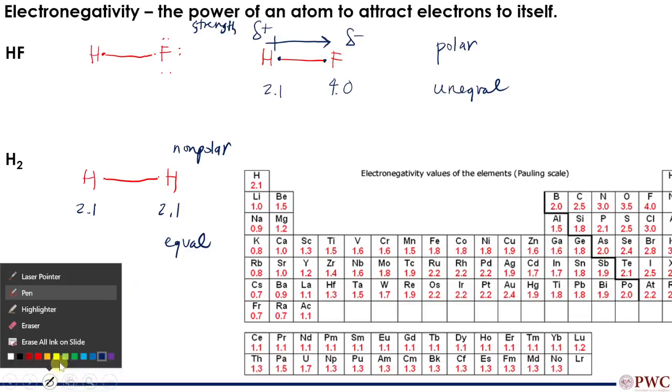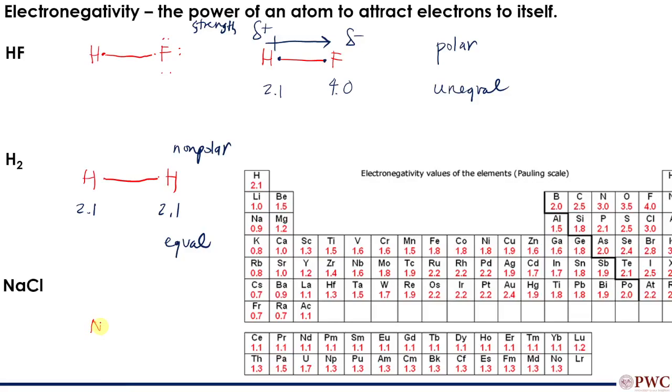So for NaCl, we have this one Na, then the other one is Cl. One valence electron for Na, then for Cl, we have 1, 2, 3, 4, 5, 6, 7. Let's consider their electronegativity first. Na is 0.9, then for Cl, that is 3.0. If we compare their electronegativity, Cl is much more electronegative compared to Na.